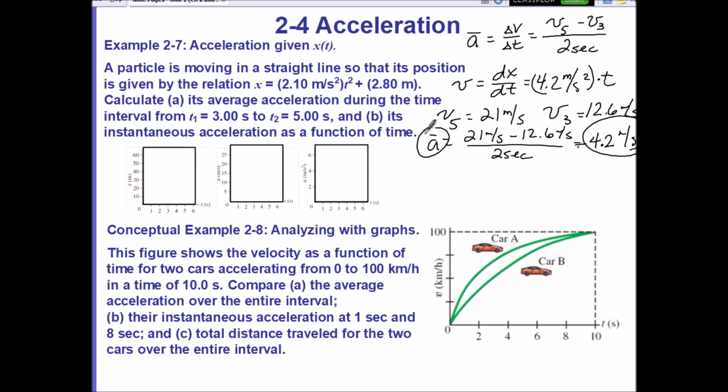Letter B, what is the instantaneous acceleration as a function of time? Okay, so letter B, if I'm going to find instantaneous acceleration, I'm going to take the derivative of the velocity function with respect to time, and sure enough, that derivative is fairly simple as well. You just get 4.2 meters per second squared, and that is a constant value of acceleration. Oh, looks like that makes sense. Average acceleration is the constant value since it's uniform.